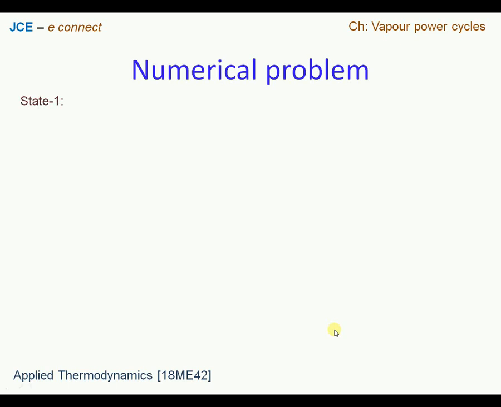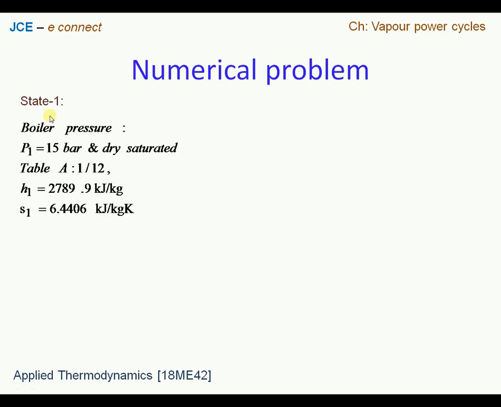Now let us proceed with state point 1. We know very well that it is a boiler pressure, P1 equal to 15 bar, and it is in the dry saturation condition. Therefore, we are going to refer to the table A1 on page number 12. Dry saturation means it is at the saturated vapor point, therefore it is the Hg value from the tables, and the Hg value becomes the H1 value, 2789.9 kilojoule per kg.